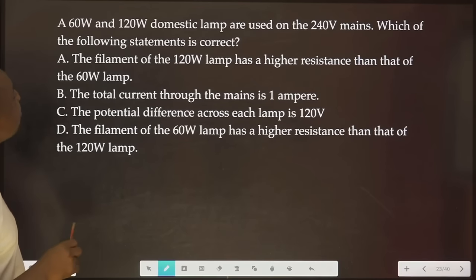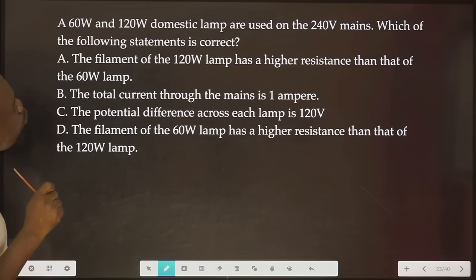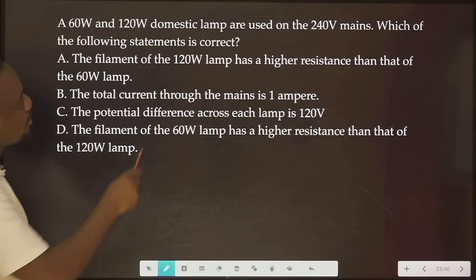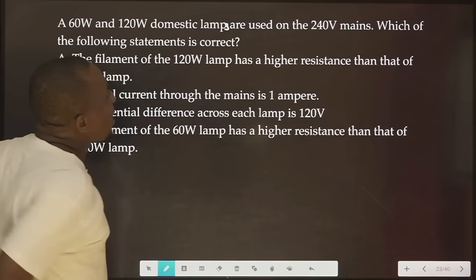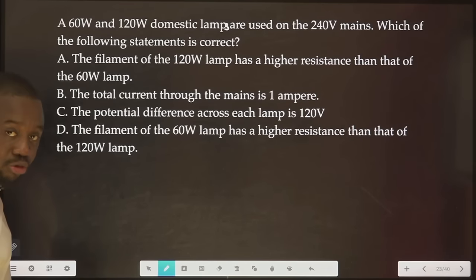Let's look at this. It says: a 60 watt and 120 watt domestic lamp. Domestic lamps are used on the 240 volt mains. Which of the following statements is correct? A, the filament of the 120 watt lamp has higher resistance than that of the 60 watt lamp. B, the total current through the mains is 1 amp. C, the potential difference across each is 120 volts. D, the filament of the 60 watt lamp has higher resistance than that of the 120 watt lamp.